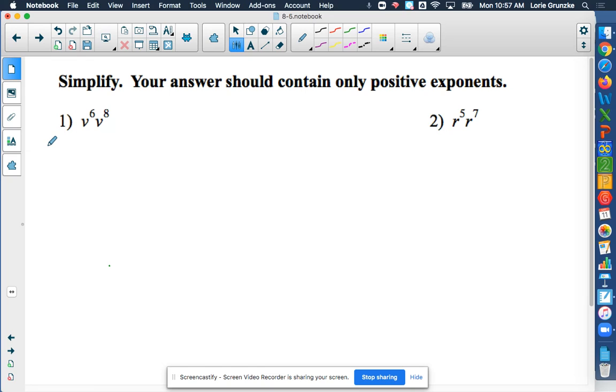So number 1, this is your homework. I'm going to go through them kind of quick. V to the 6 and V to the 8. 6 plus 8 would be 14. Look over here, R5, R7. I'm going to write it out the slow way. 5 R's. Oh, and now 7 more. 1, 2, 3, 4, 5, 6, 7. How many R's do I have? 1, 2, 3, 4, 5, 6, 7, 8, 9, 10, 11, 12. So your answer would be R to the 12th.